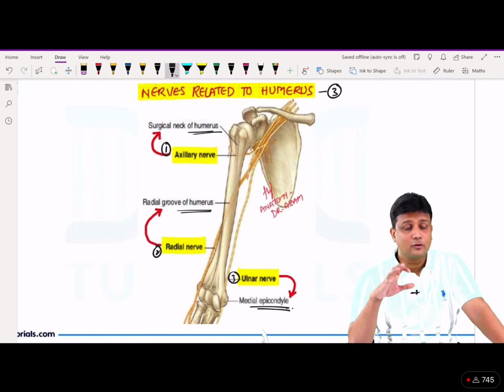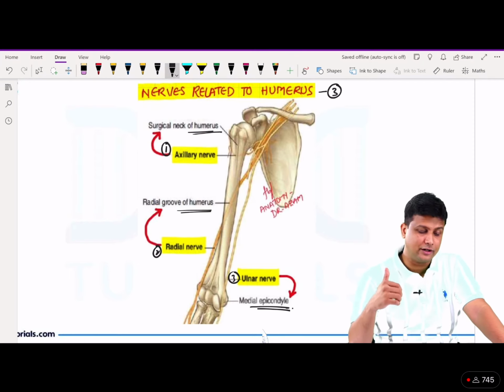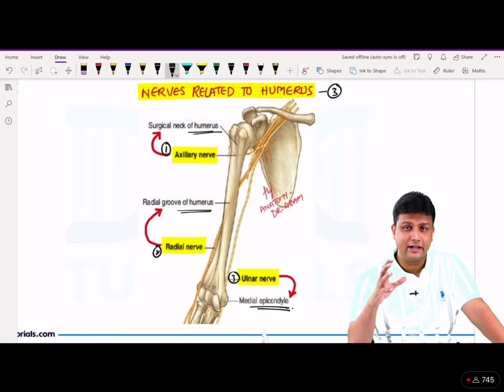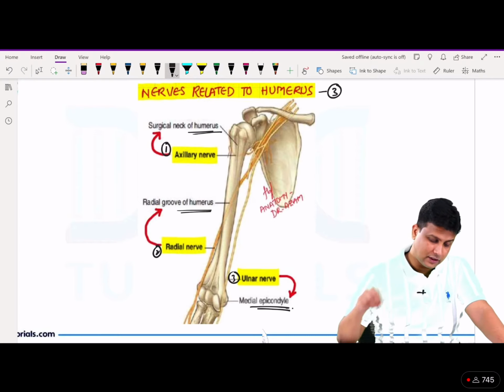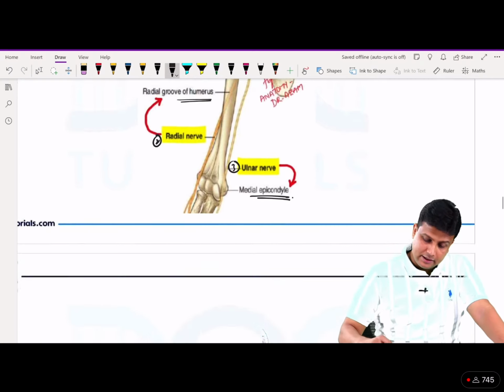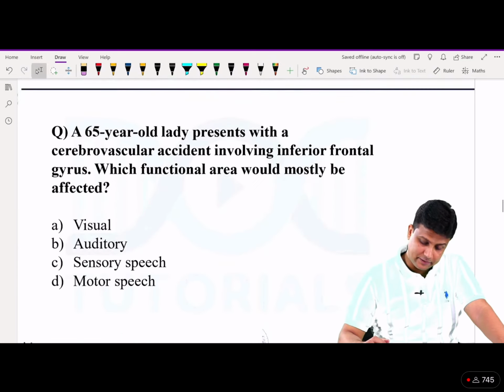So these 3 nerves are very important, an extremely important concept for your MCQ exam. And in the next June exam, I'm expecting a question to come from here, sir. One question can definitely come from here also. Okay. Next one, sir. Next concept.